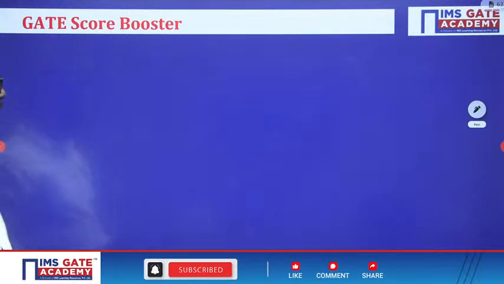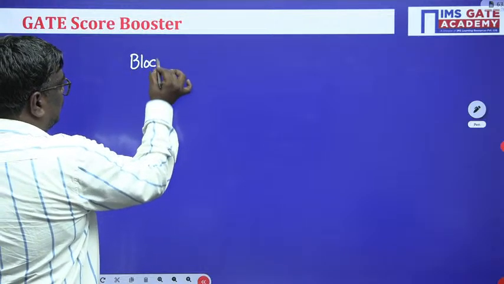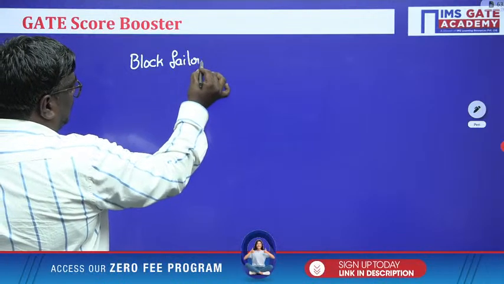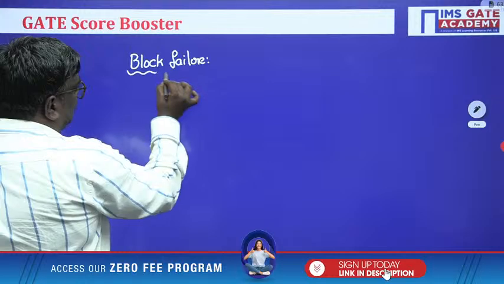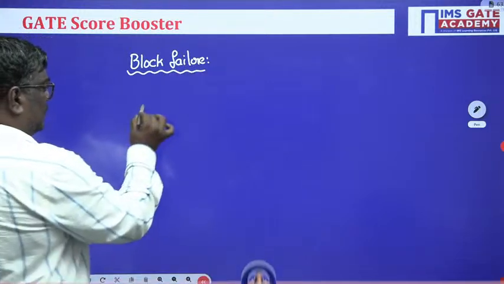Now we also have to understand what is the block failure condition. What is block failure here? Here it is 9 piles, right, sir? So how many piles are there? 9.